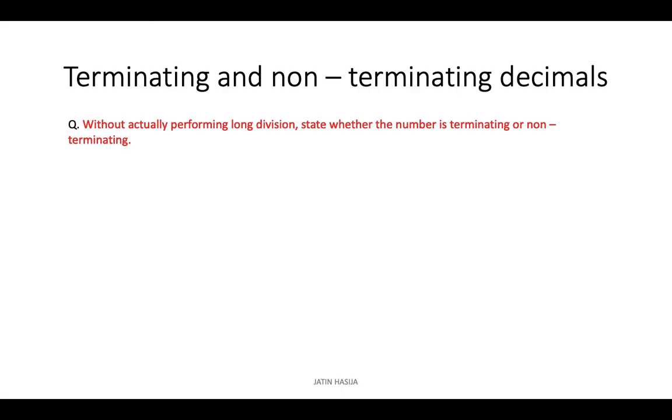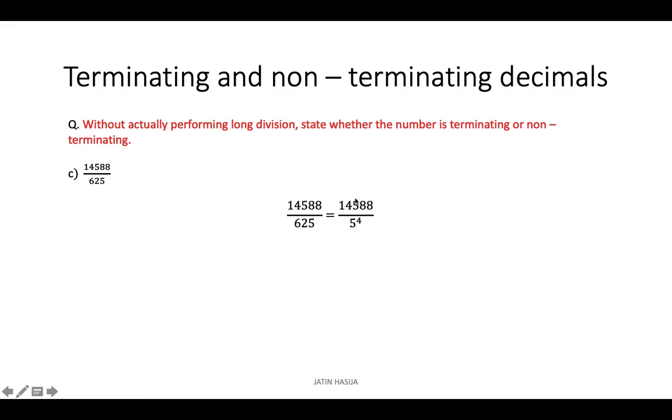Now look at another example, example number 3. Without actually performing long division, state whether the number is terminating or non-terminating. And the number I have taken is 14588 upon 625. The only aim is to convert this 625 in terms of 10 to the power of any number. If I factorize it, I will get 14588 upon 625 as 14588 upon 5 to the power of 4.